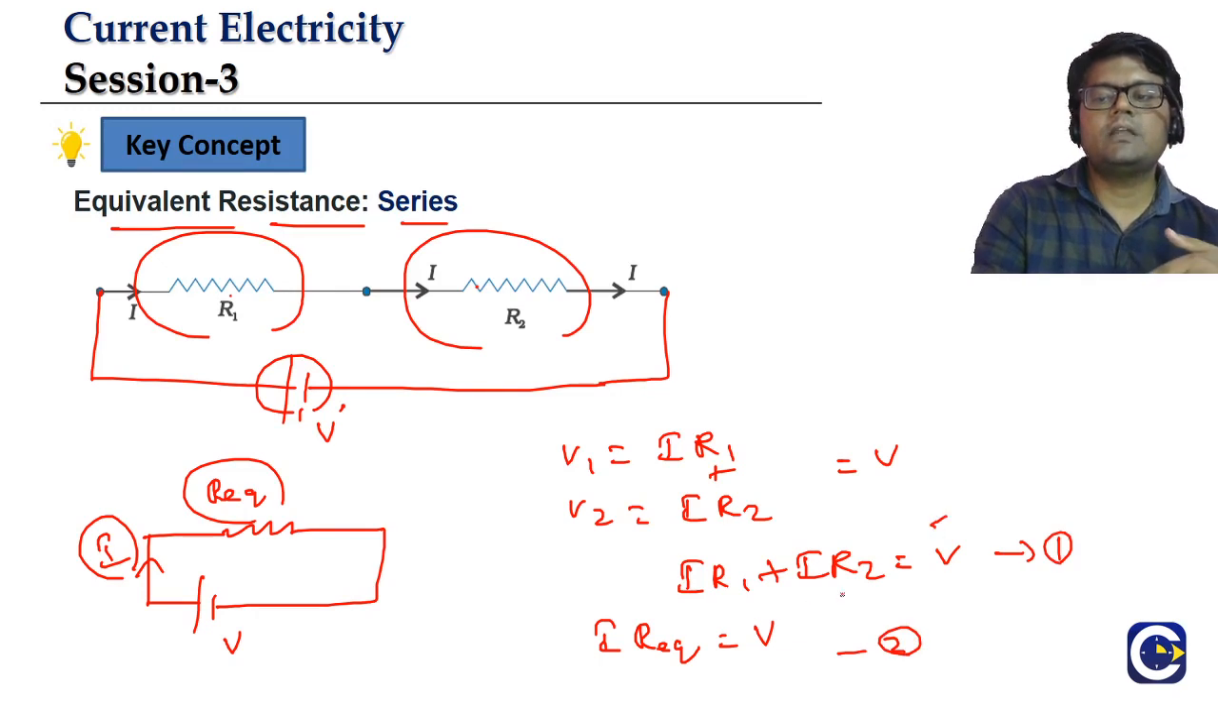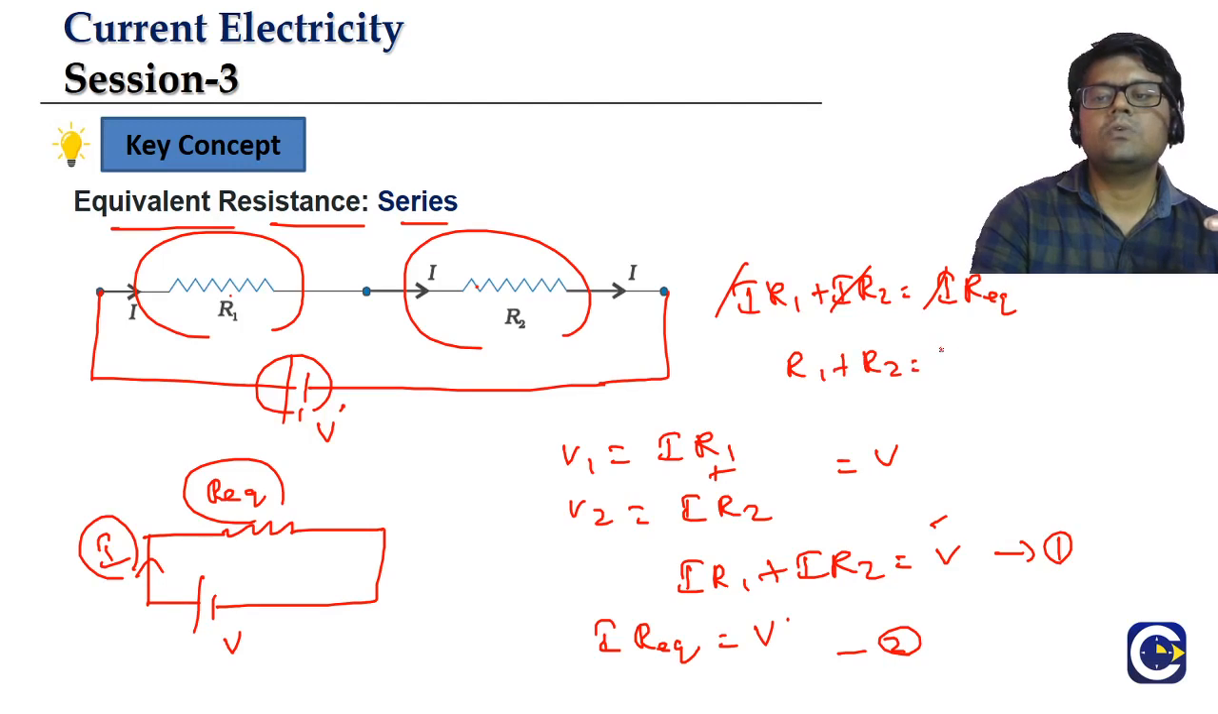When we equate the potential here and potential here, what are we going to get? I into R1 plus I into R2 is equal to I into R equivalent. So I will be cancelled on either side. What we have is R1 plus R2 is equal to R equivalent. So this is important for us.